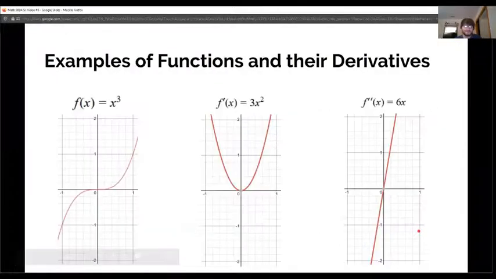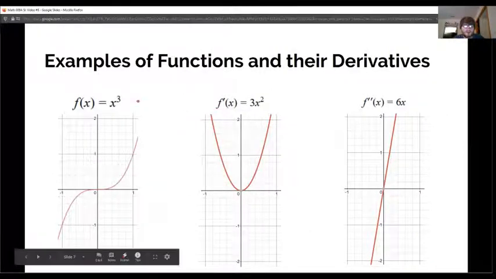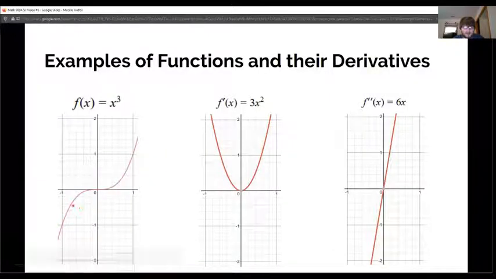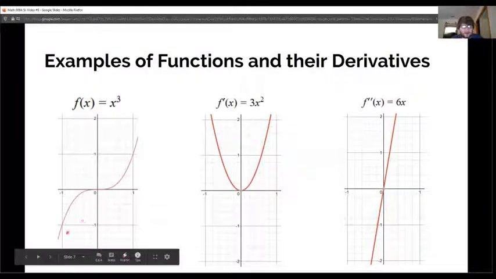So here we have our f of x is equal to x cubed, right? So it's just going to look something like this, where we're increasing and we slow down but keep increasing here at 0, and then we pick back up again afterwards. So the derivative here, f prime of x is equal to 3x squared, and it's going to look something like this, right? And notice that all throughout f of x, we're always increasing. There's never a point where we're decreasing.